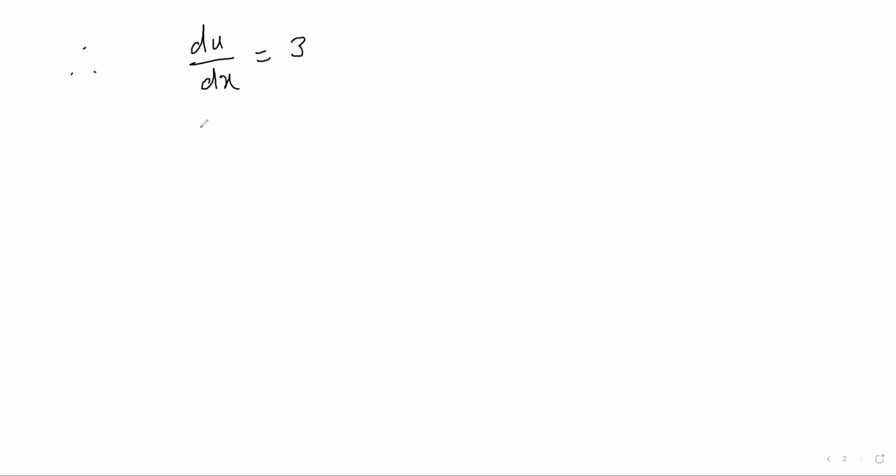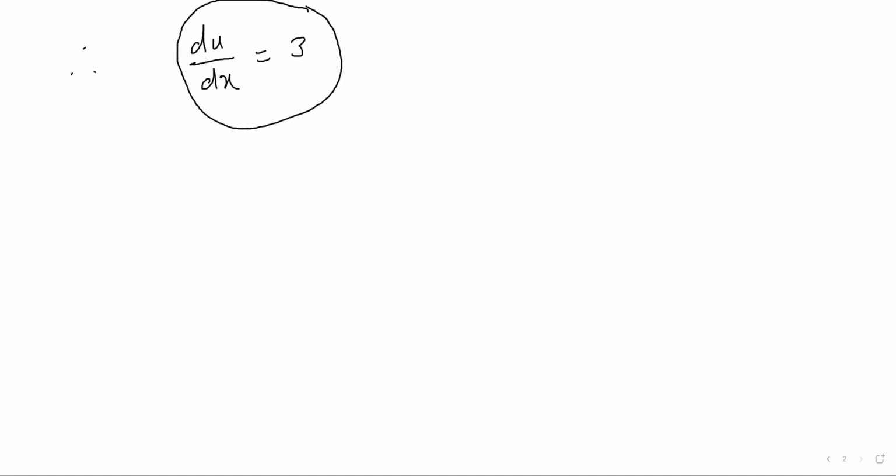So what we do next is the following. We can see we've got du dx is equal to 3. What we're going to do now is write dx as the subject of this formula here. We are going to write dx as the subject of this formula. That's what we're going to do.